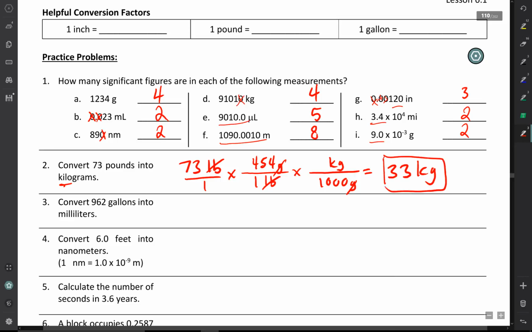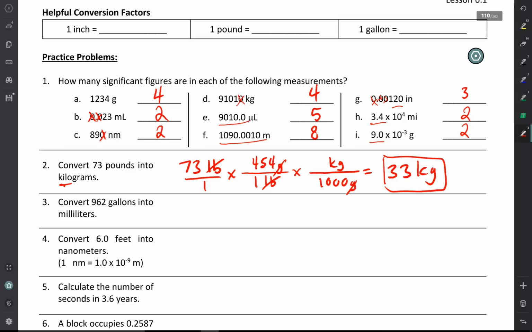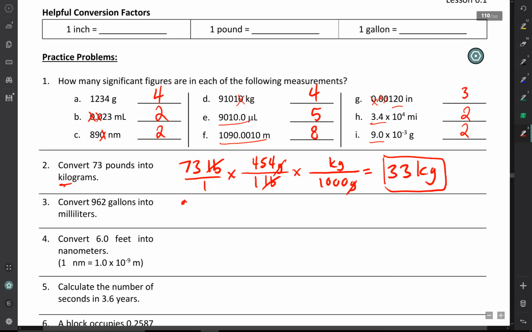Let's do question number 3. Convert 962 gallons into milliliters. Okay, again, start by writing the number that you've been given along with the units. I don't know the relationship between gallons and milliliters, but I do know it between gallons and liters. I know if I've got 1 gallon, it's got a volume of 3.79 liters. That gets gallons to cancel out, and I'm left with liters. The question is asking me about milliliters. There are 1,000 milliliters in a liter.